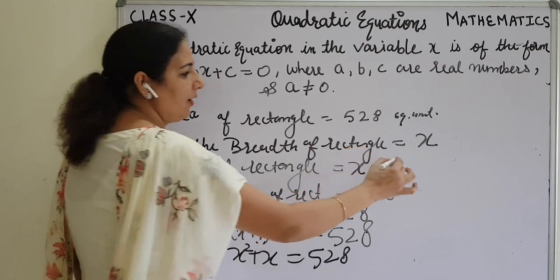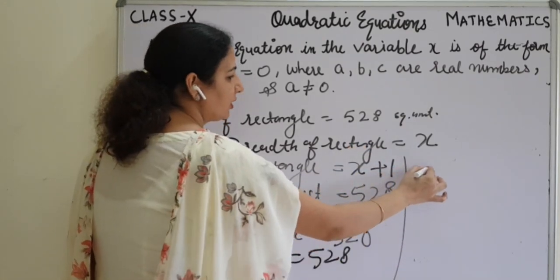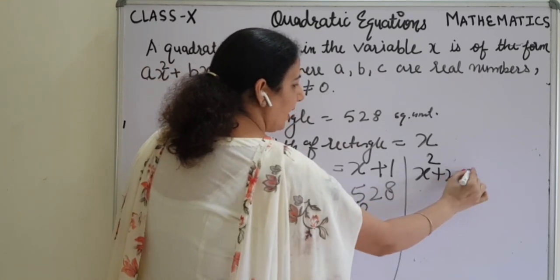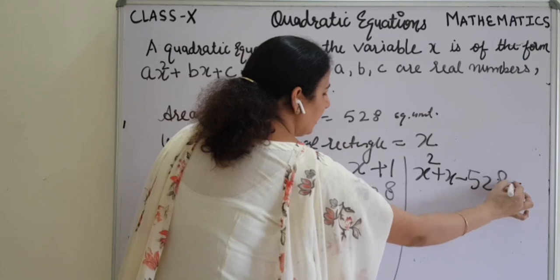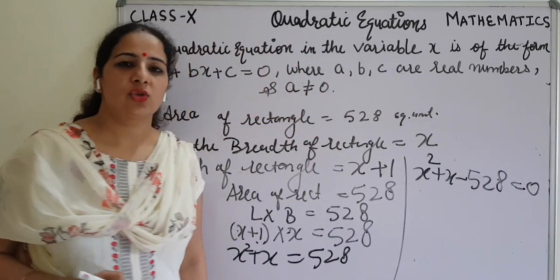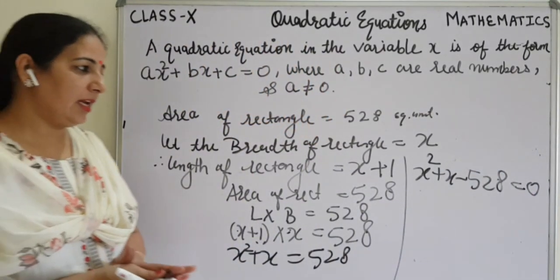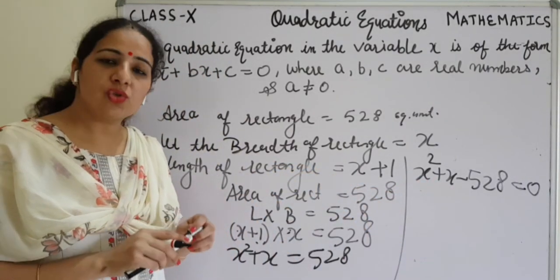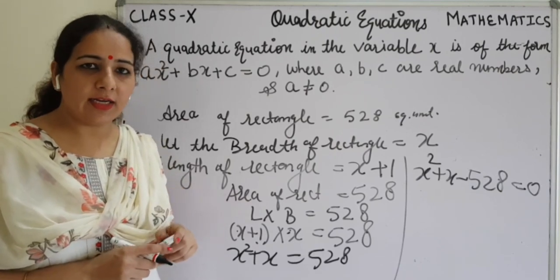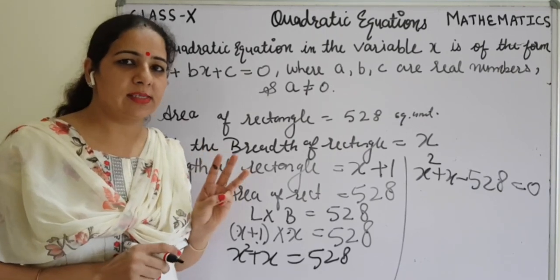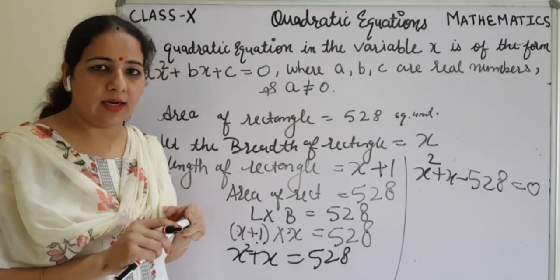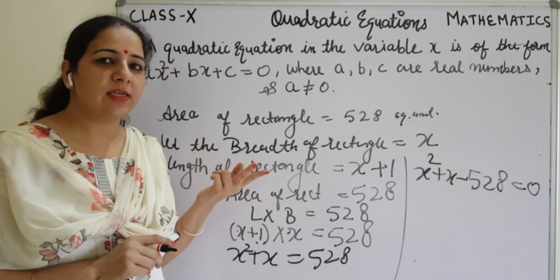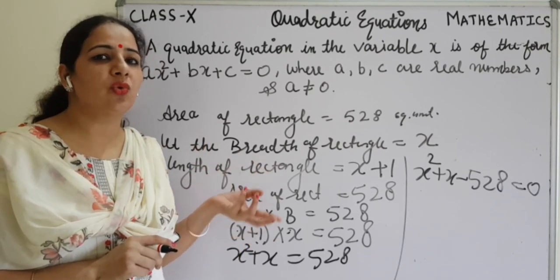Now reduce it to the standard form, then it will be x square plus x minus 528 is equal to 0. So this is the quadratic equation and it can be solved easily by splitting the middle term. For solving a quadratic equation, we have three methods. First one is the factorization method, meaning splitting the middle term. Second one is completing the square method, and third one is the quadratic formula.